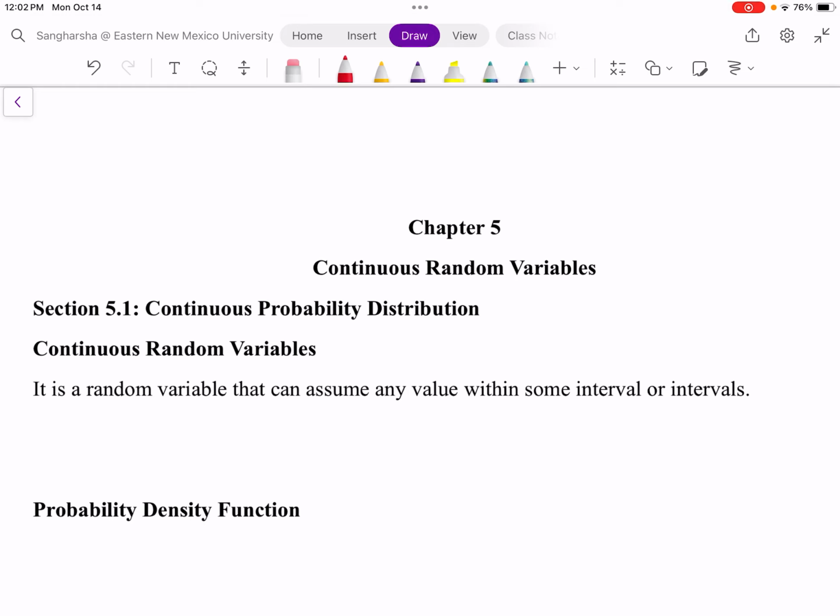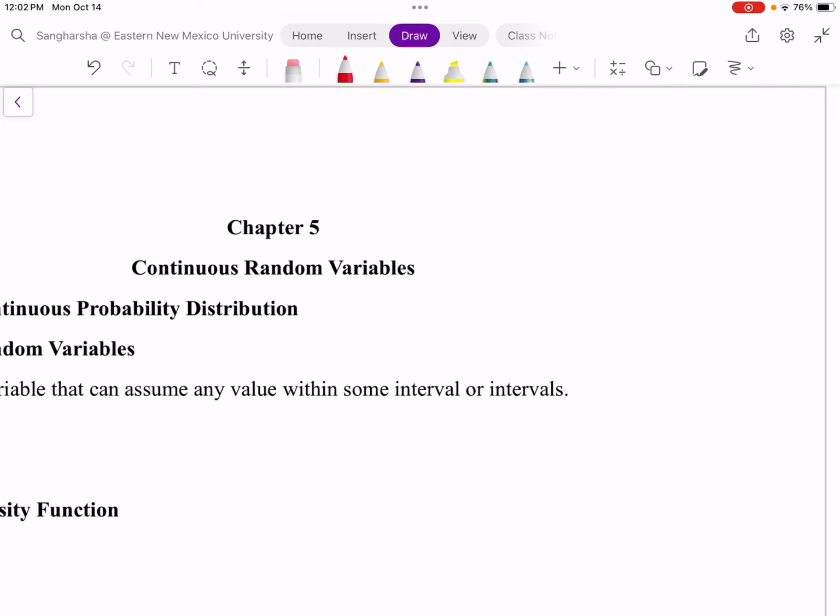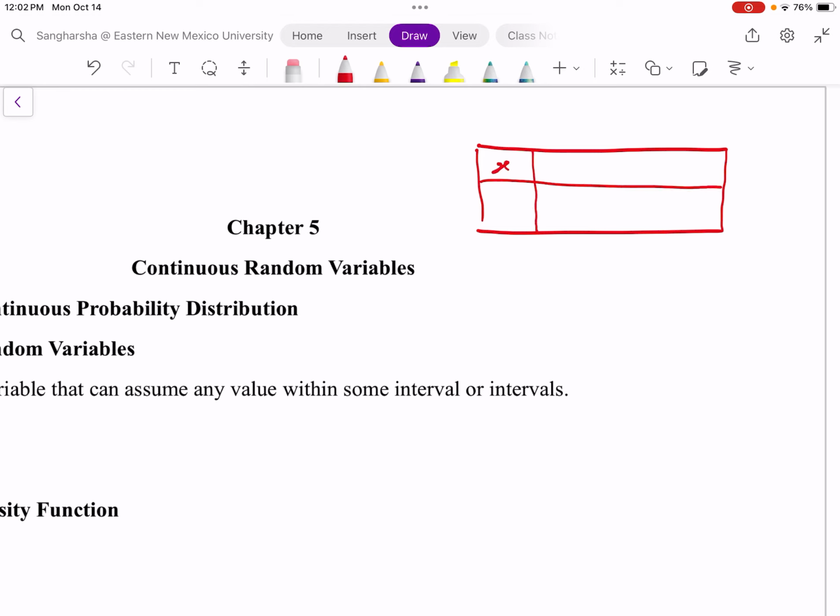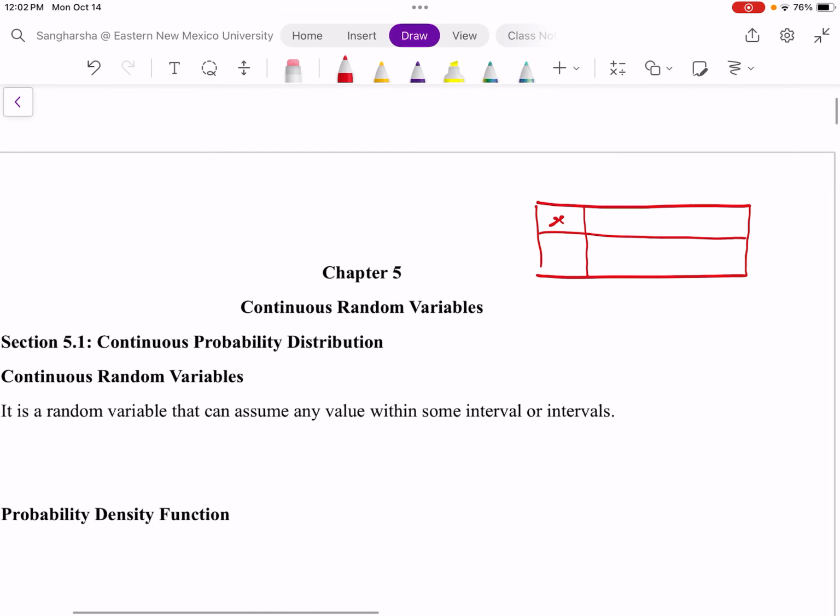So what kind of graph do we use for the discrete random variable? What is the type of graph that we use to represent our discrete random variable? We had 2 different types of graph. For example, let's consider we have a discrete random variable, and I'm using a table here. So this table has x, and we have p of x.